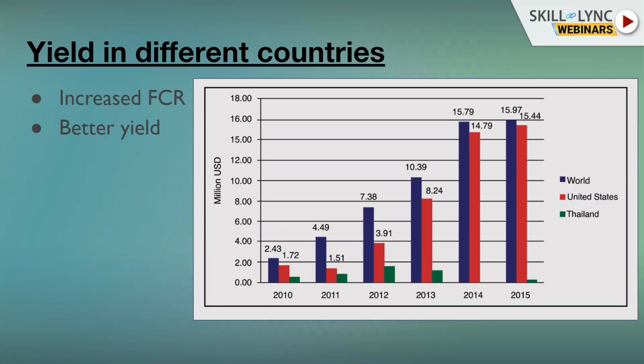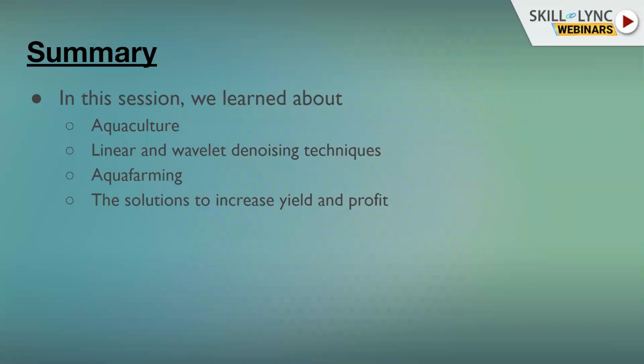These are the yields generated in millions in the US and around the world. If you observe, the US is the world leader, and Thailand is still manually doing all the operations, hence the yield is drastically low. But these things are changing these days. Still, the United States is the biggest producer of seafood automatically in the world.